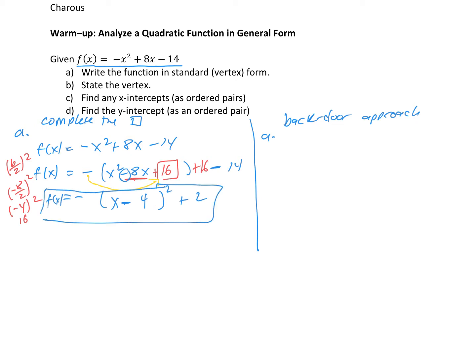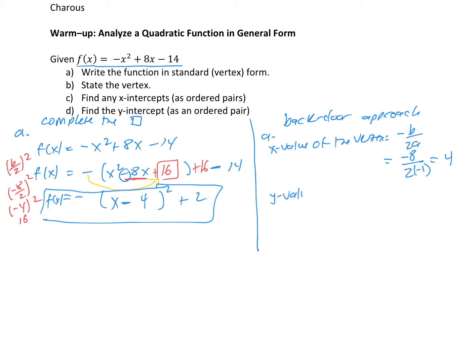Okay, let's do it by the backdoor approach. The backdoor approach means let's find the vertex. So the x value of the vertex is always going to be negative b over 2a. Here b is 8, so we'll have negative 8 over 2. A is negative 1, so negative 8 over 2 times negative 1 is negative 8 over negative 2, which is positive 4. So the x value of the vertex is positive 4.